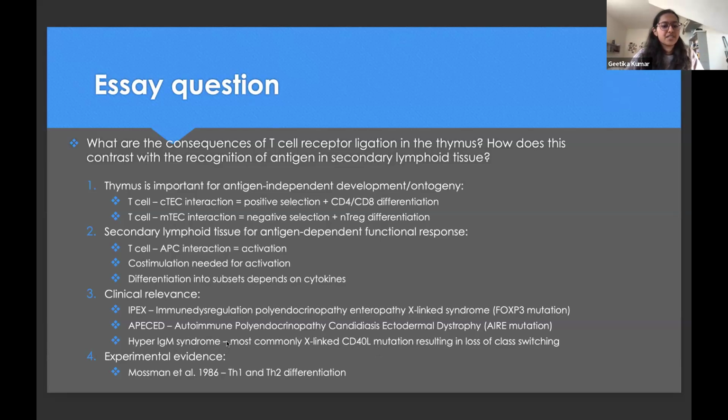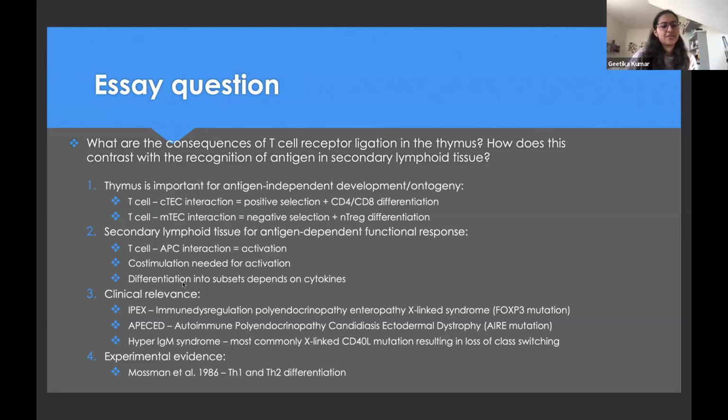And so then obviously with hyper IgM, clinically, they'll be more susceptible to infections, especially ones that require IgG to clear. So things like intracellular infections.